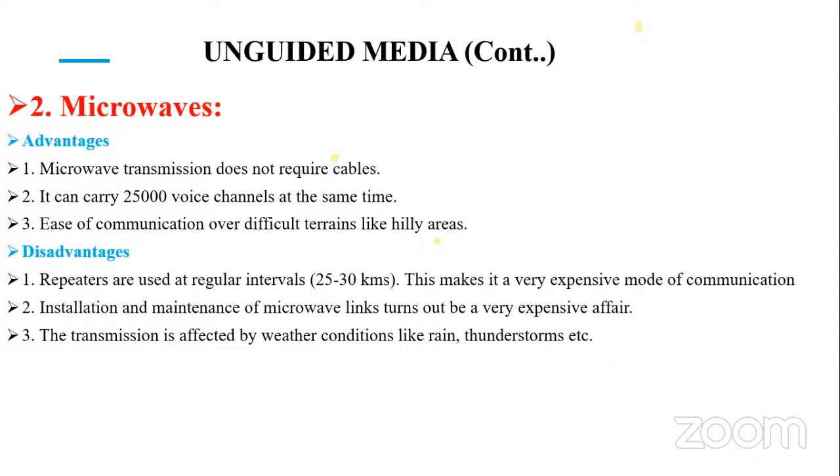Every 25 to 30 kilometers we need to have a repeater. A repeater will receive the signal from the antenna, and from there it will transmit. So the disadvantage for microwaves is that for every 25 to 30 kilometers, we should have a repeater.